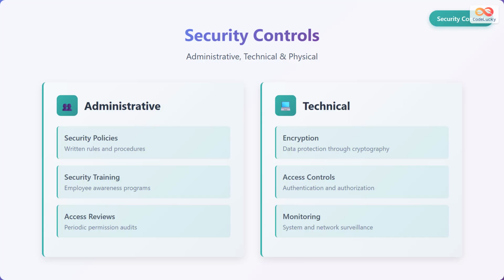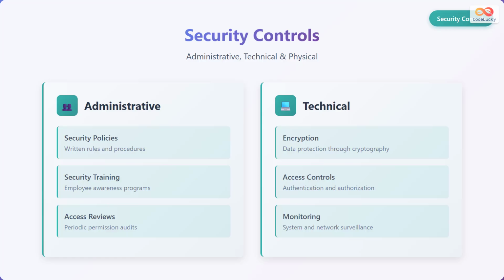Security training provides employee awareness programs that educate staff about security threats, proper procedures, and their role in maintaining organizational security. Access reviews involve periodic permission audits that ensure users maintain only the access levels necessary for their job functions, removing unnecessary privileges that could pose security risks.